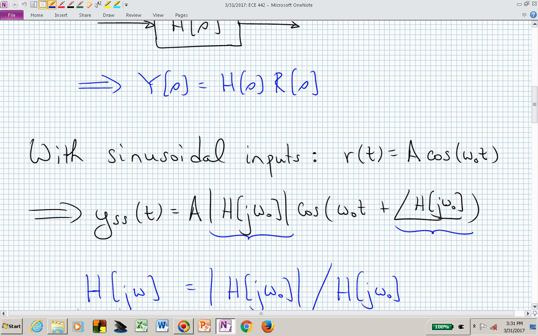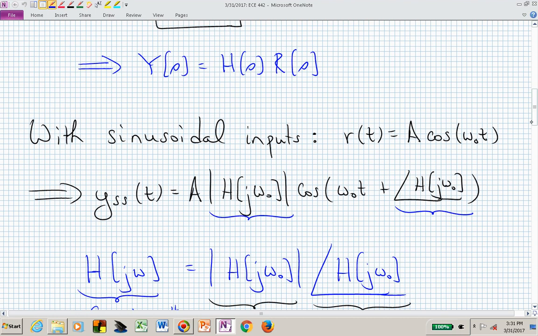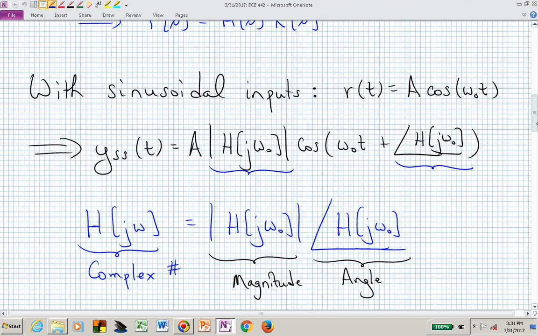And what we want to get comfortable with is this magnitude and angle. That's really just the system H of S evaluated at the frequency of oscillation, or the frequency of excitation, omega naught. And the magnitude of that is simply the magnitude of this complex number, H of j omega, when we evaluate H of j omega at a particular frequency, omega naught.